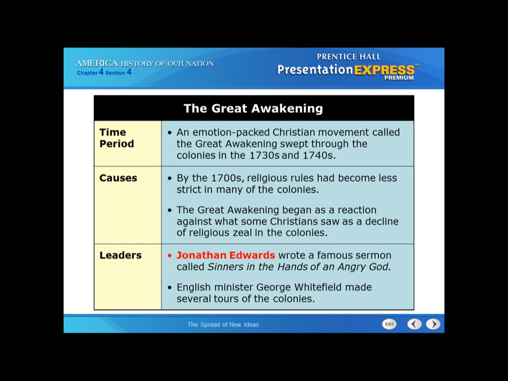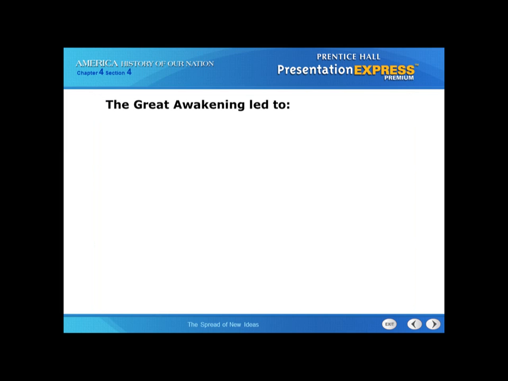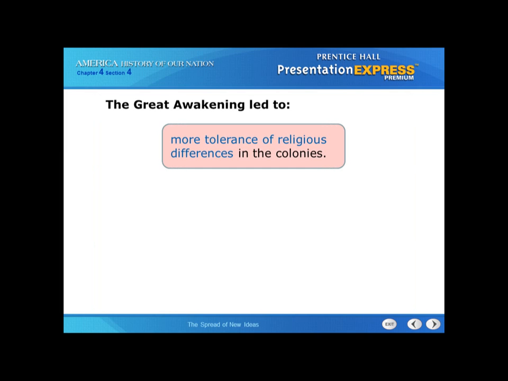Some of the famous leaders were Jonathan Edwards. He wrote Sinners in the Hands of an Angry God, perhaps one of the most famous sermons in American history. The Great Awakening led to more tolerance of religious differences. This is between the Christian denominations. People didn't fight as much over what they believed.